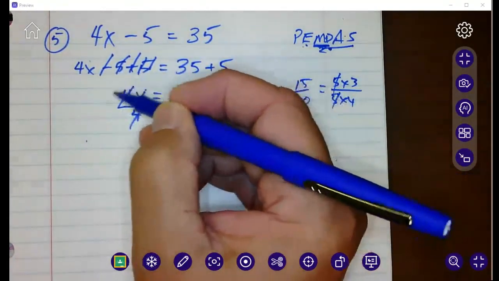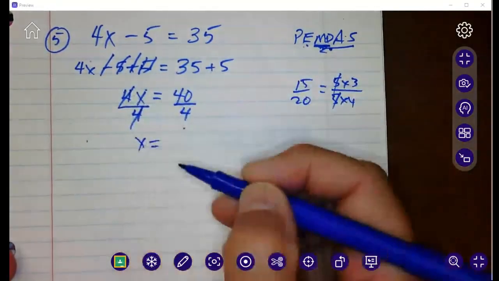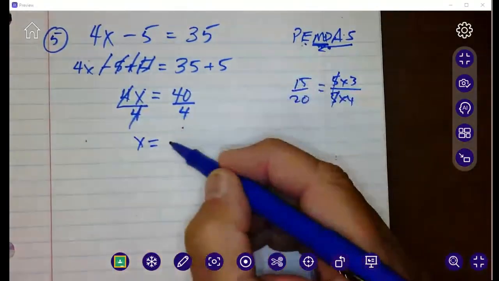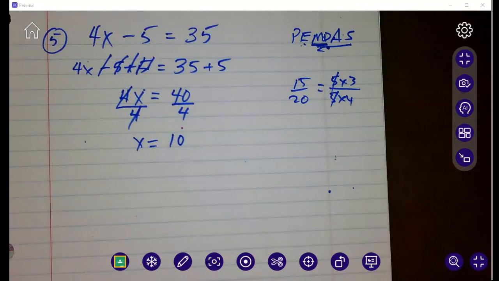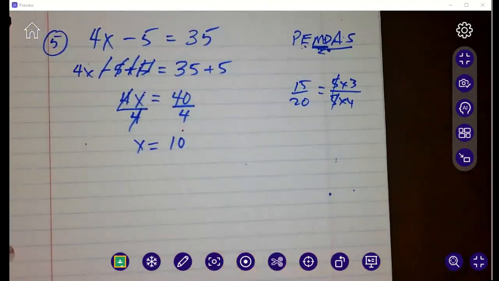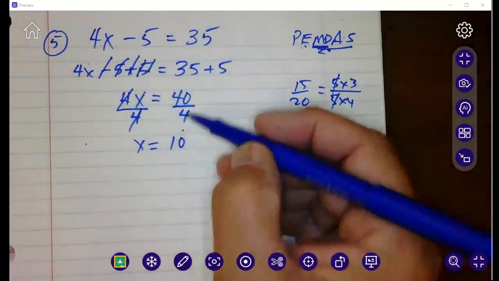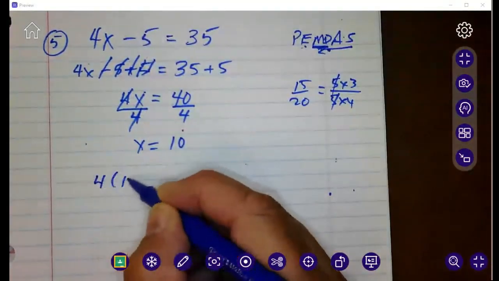I'm simplifying this fraction. And so this becomes x, and this becomes 10. Okay? This becomes 10. We can check our answer by taking that 10 and plugging it back in.